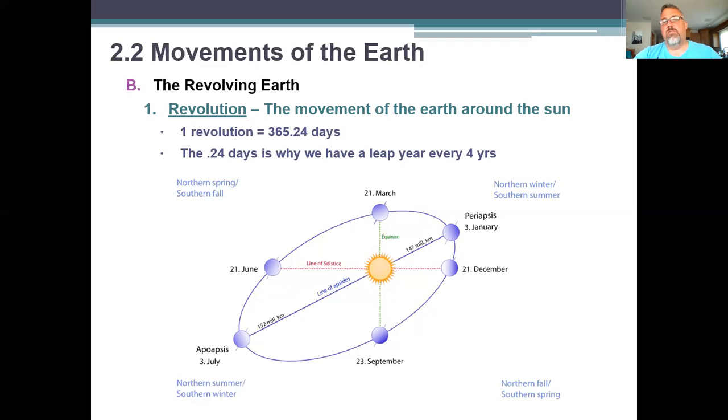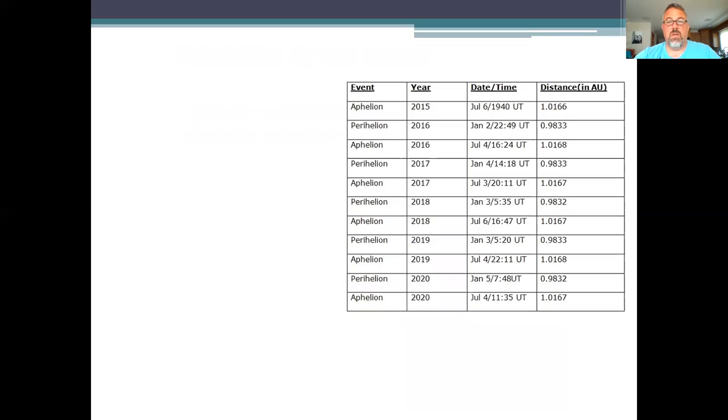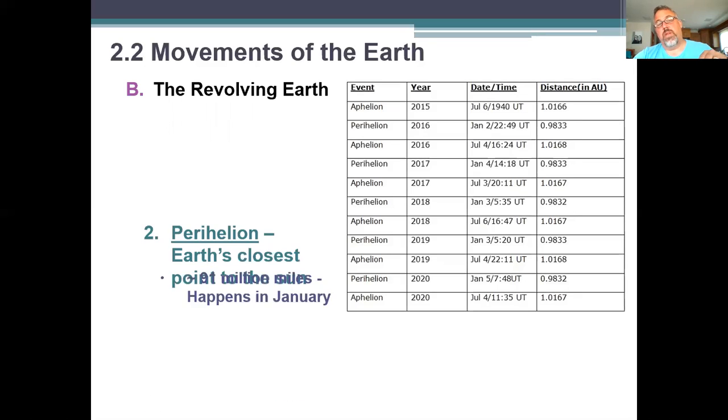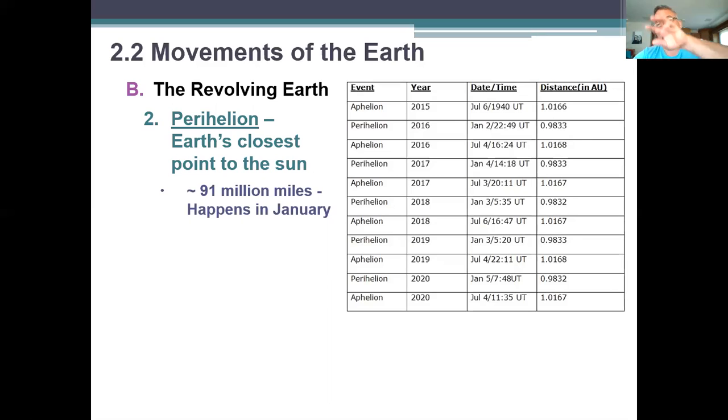Every 4 years, we have a leap year. That's where the 0.24 comes in, right? So it makes sense. How do we fix it? Hey, add a day to the calendar. All right. When we're revolving around the sun, we're not moving in a complete circle. We're moving almost in an egg shape.